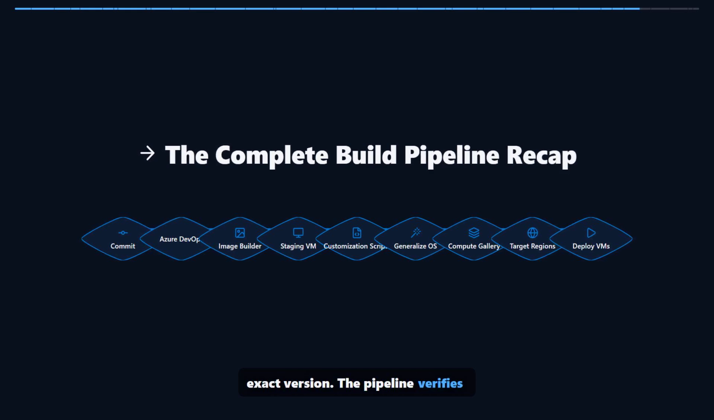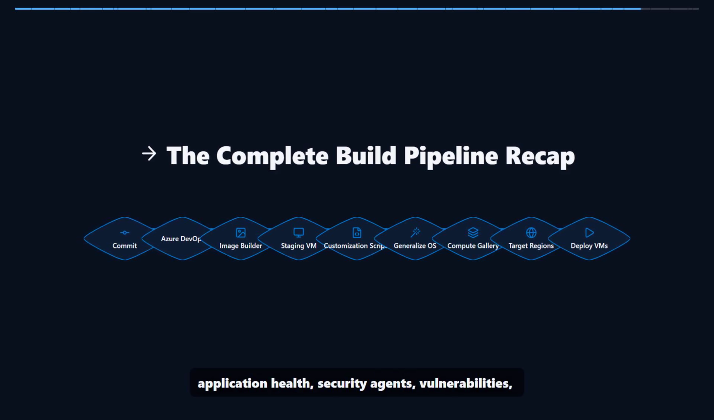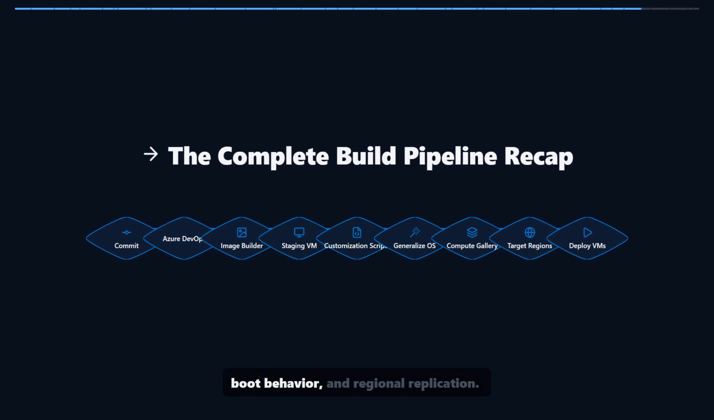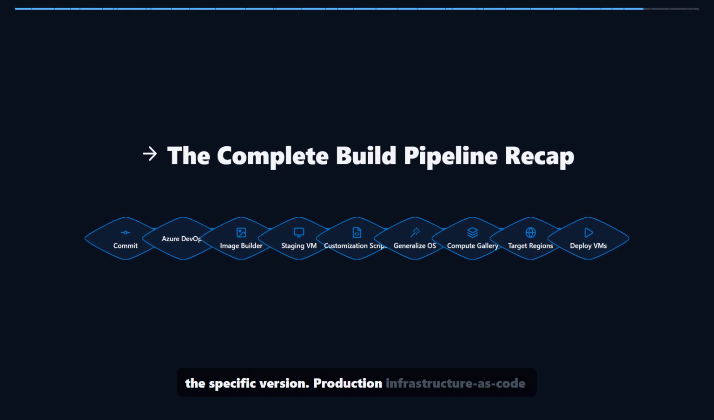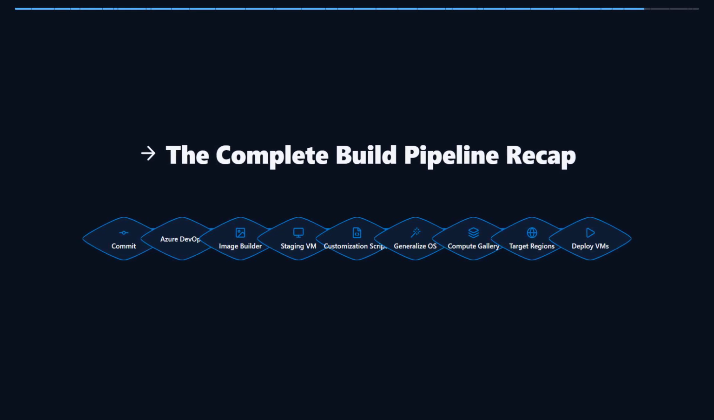The pipeline verifies application health, security agents, vulnerabilities, boot behavior, and regional replication. After approval, the organization promotes the specific version. Production infrastructure as code is updated from the old approved version to the new approved version.